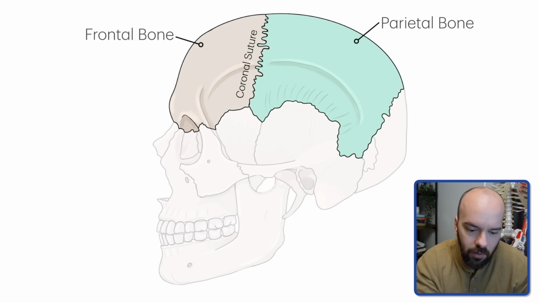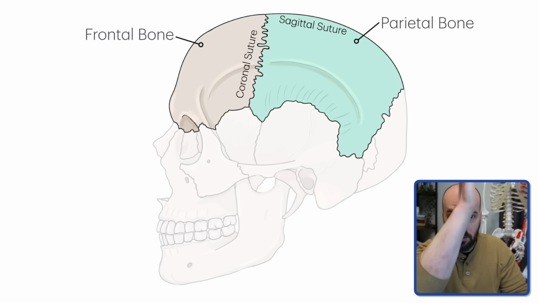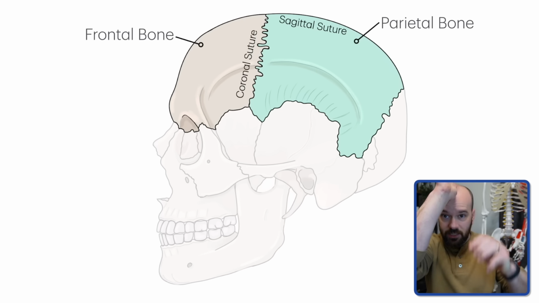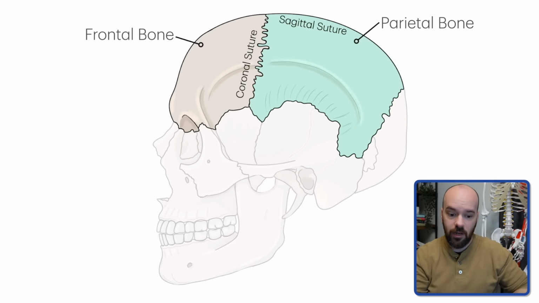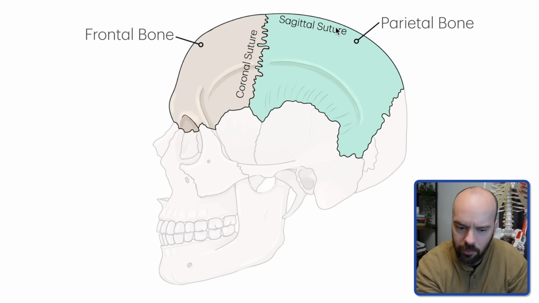We also have what's called the sagittal suture. So the sagittal plane goes like this, and that's going to separate the two parietal bones. So we have the sagittal suture. I've got it labeled right there, but it would be running along the top of the skull in that mid-sagittal plane, separating the left and the right parietal bones.